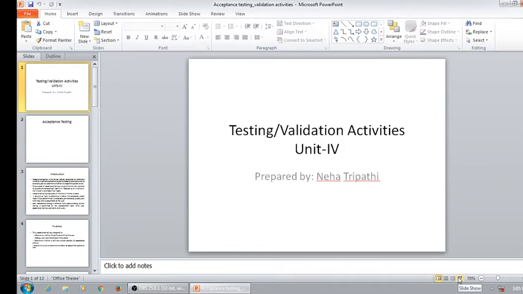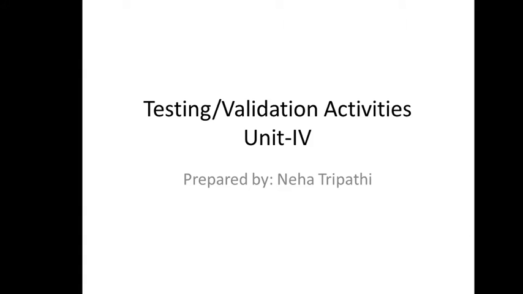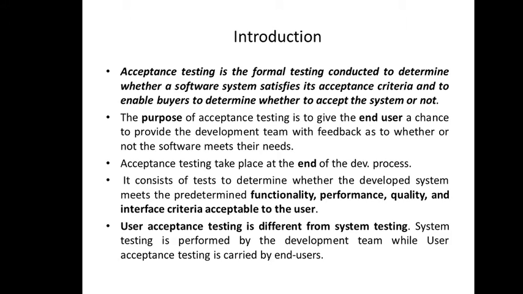Now continuing with the last topic of validation activities that was left, which is acceptance testing. Prior to this acceptance testing, we have done unit testing, integration testing, functional testing, and system testing. This is the fifth activity of validation, that is acceptance testing. So what do you mean by acceptance testing?